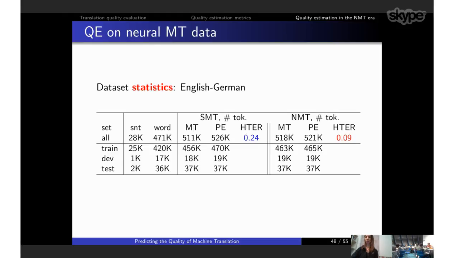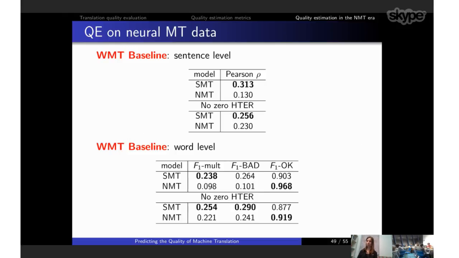And what we're going to do is look at how systems perform on these two variants of the data, statistical versus neural. We started with looking at the baseline system. These were the systems that I mentioned before, the WMT systems for sentence and word level. And in each table, we have SMT translations and neural MT translations.